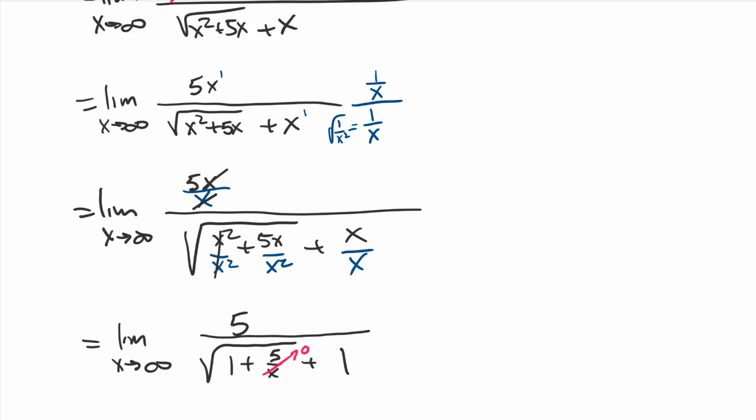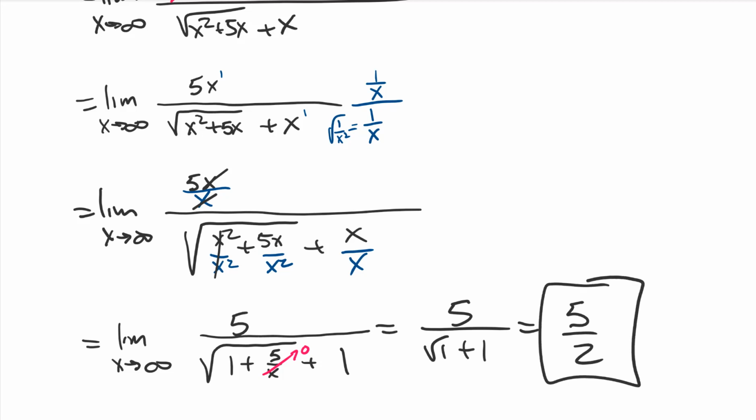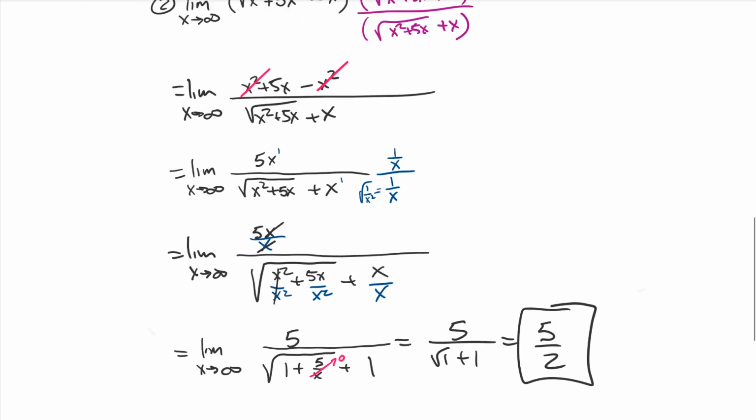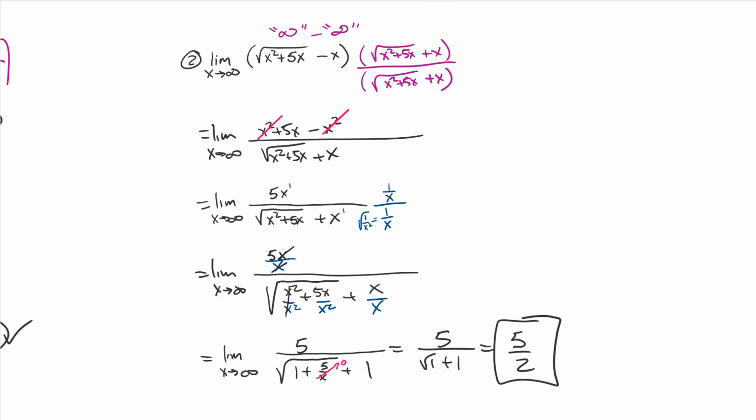We take this to be 0, and what does that leave us with? This leaves us with 5 over the square root of 1 plus 1. So that's 5 over 2. And there it is. Did you know that sometimes infinity minus infinity equals 2.5? Because it does.